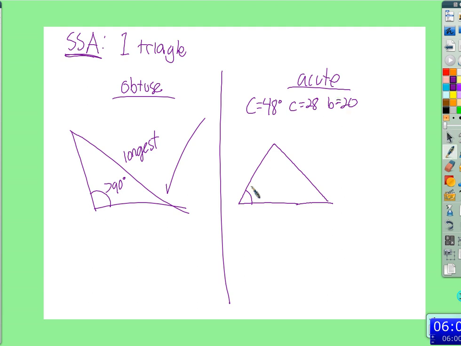So let's put the stuff in here, 48 degrees, 28, C, and C. Let's go to B. And it doesn't look a whole lot different than the one that we just did and got an error. I'll just go ahead and tell you there's just going to be one triangle, and you'll know that there's one triangle possible because you'll do the work and it'll all work out. So let's do the work on this one.